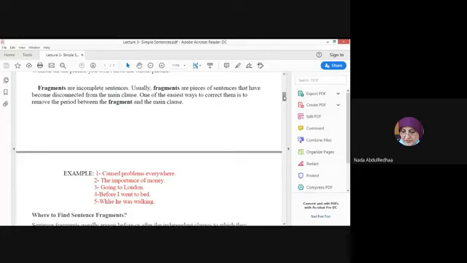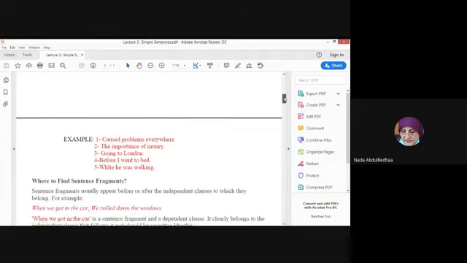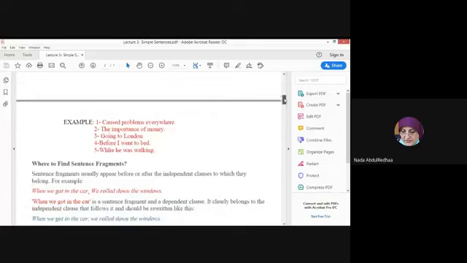The importance of money. This is also a fragment. It is not accepted to be a sentence, but it could be a title of a passage, a novel, a story, or something like that. What is missing within this fragment? It needs a verb to make it a complete idea and an acceptable simple sentence.